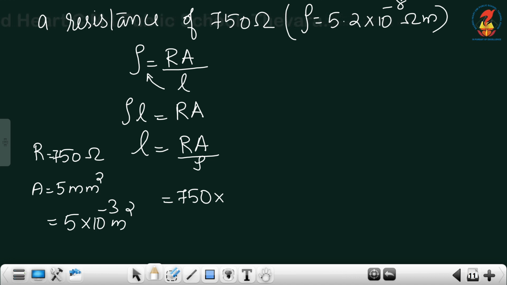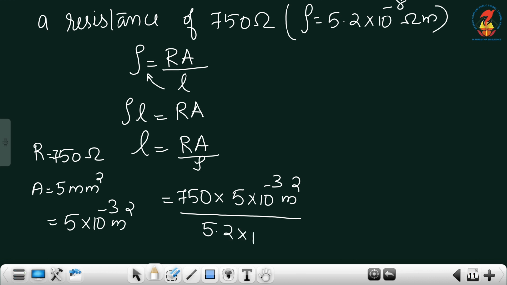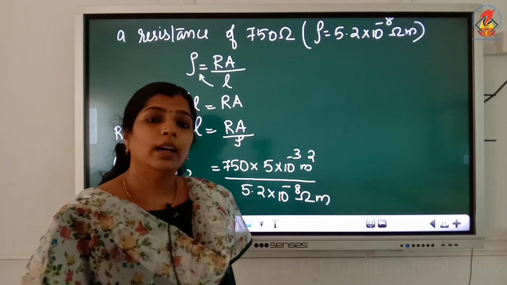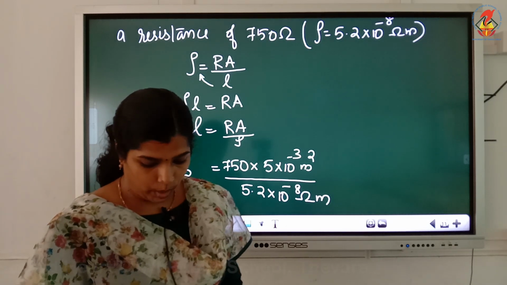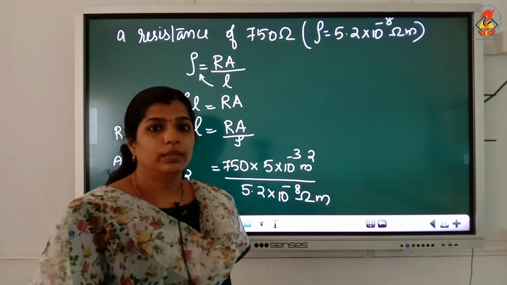Then you substitute here: 750 into 5 into 10 raised to minus 3 meter square divided by rho, 5.2 into 10 raised to minus 8 ohm meter. When you do this calculation, you will get the length of the wire. Okay, thank you.